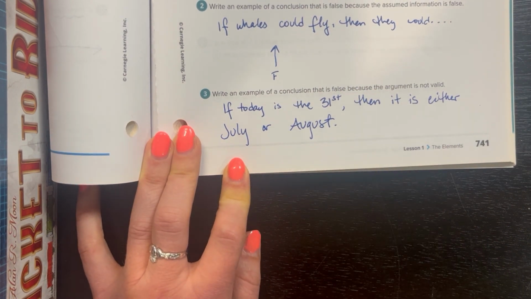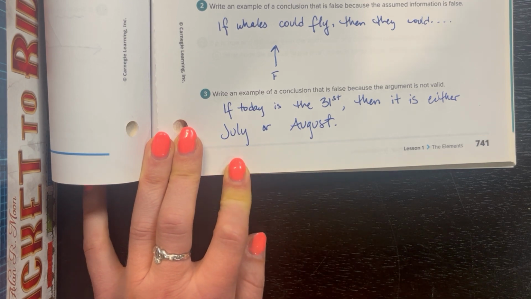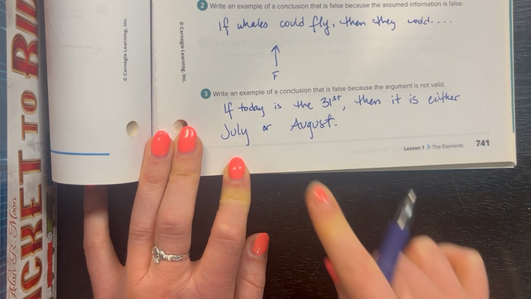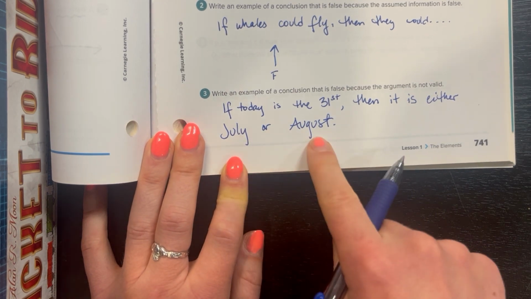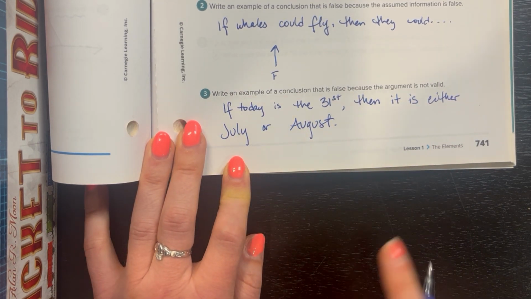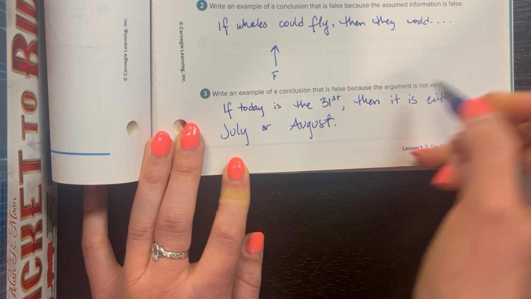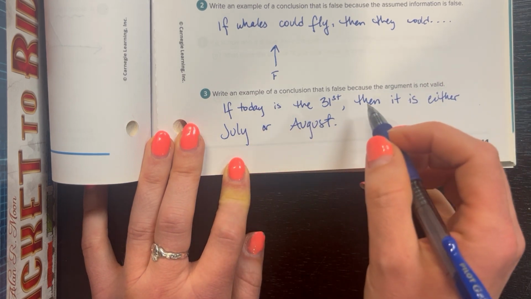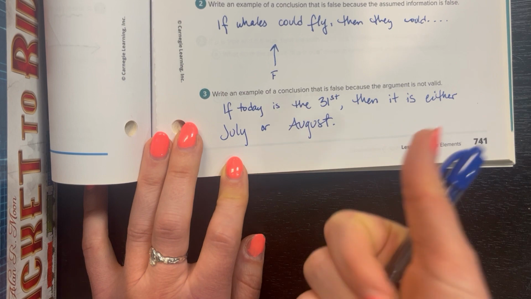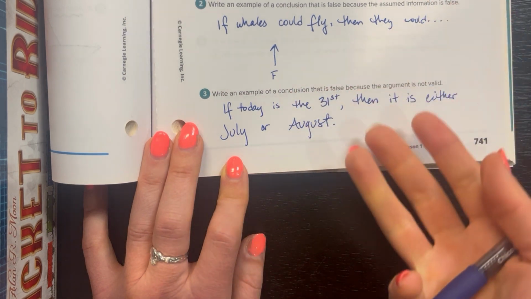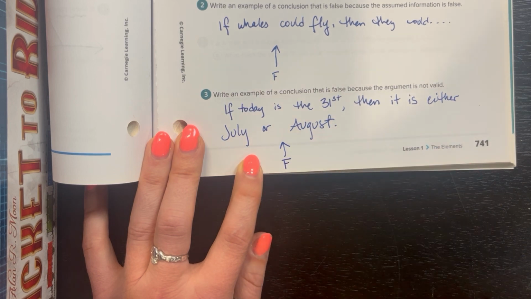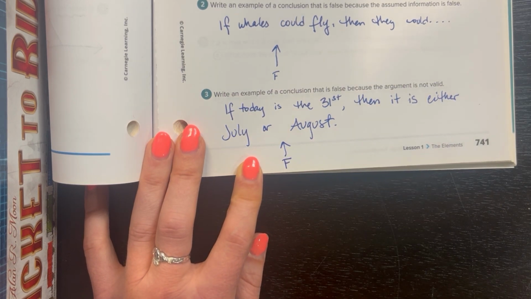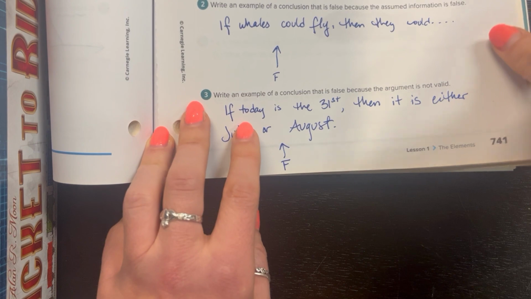Now, if today is the 31st, it could be July because July has 31 days. August also has 31 days. So it could be July or August, but the way that I've written it, the argument is not valid because if today is the 31st, then it is July or August or January or December. There are more choices, so this is just not true. It's an invalid argument because of the way that I stated it.